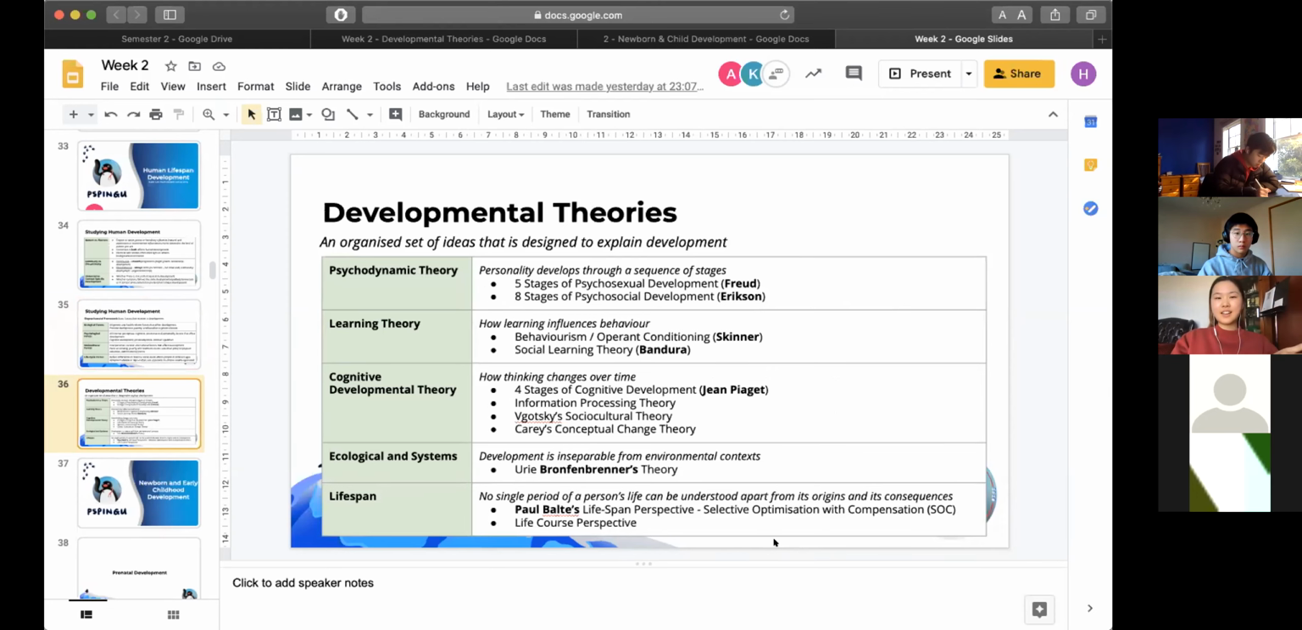Now these are all of the developmental theories. There's a lot, very fun. Basically, all the developmental theories are an organized set of ideas designed to explain human lifespan development. All of these fancy names that you'll eventually know, they decided, okay, I'm going to put out a theory of how people develop, how humans go from A to B. This is my theory of how everything works.